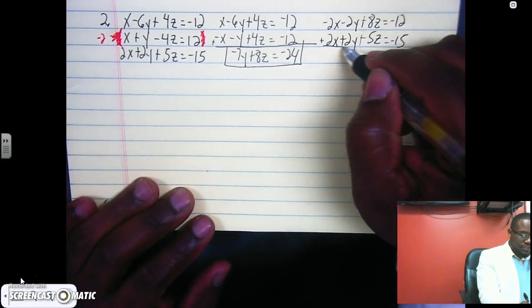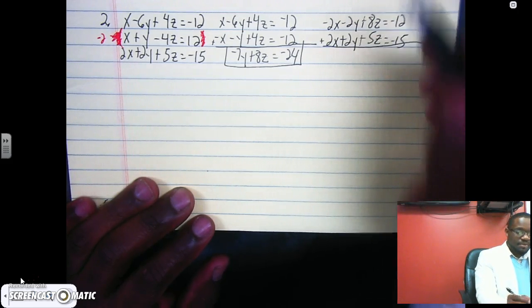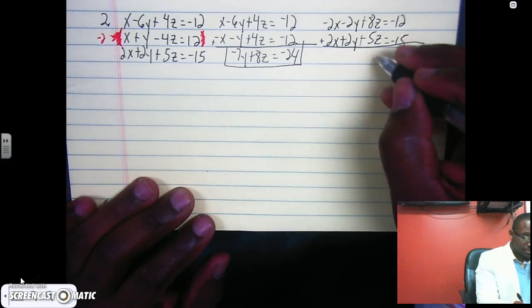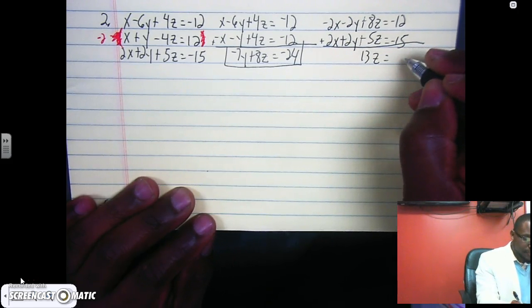I go ahead and put these 2 together. And notice what happens to my x's and my y's. They both cancel out, which makes my problem a lot easier. This won't happen every time.